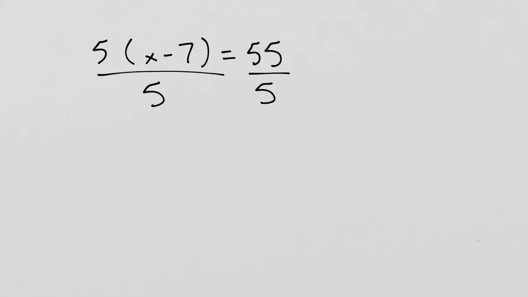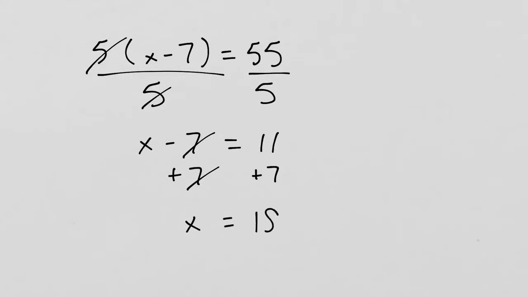The 5 will cancel out. 55 divided by 5 is 11. So now we have x minus 7 equals 11. Again, once you're about to perform the operation in parentheses, you can remove the parentheses. To remove the negative 7, we will add 7 to both sides of the equation. The 7 will cancel out. 11 plus 7 is 18. So x equals 18.